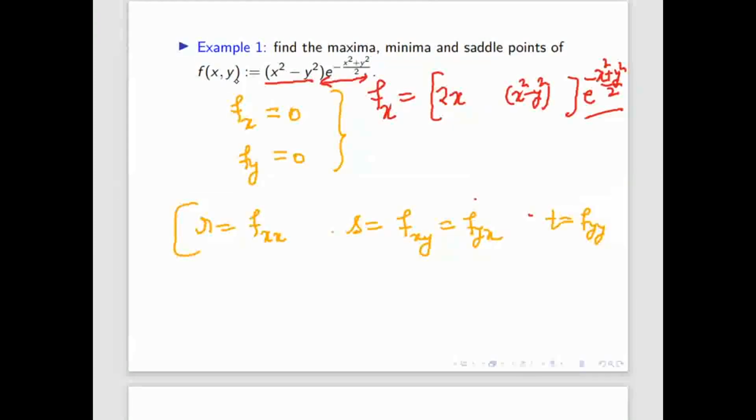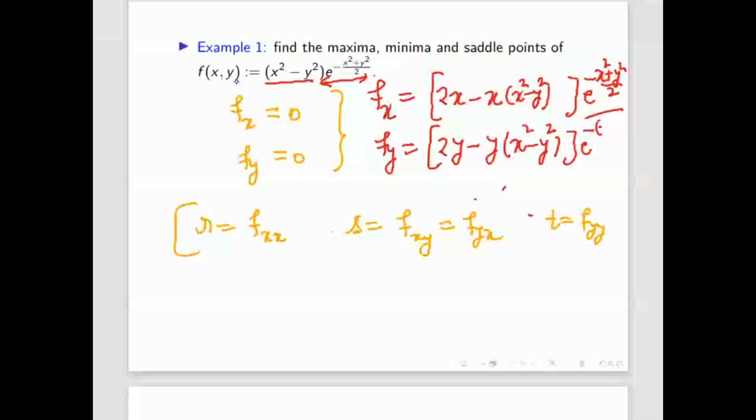So this is fx. Similarly, we will calculate fy. It will give 2y minus (x square minus y square) y times e to the power minus (x square plus y square) by 2. Now we'll solve for x and y. We have to put both fx and fy equal to 0. Can you give me the points? This will take the value 0, 0. Is 0, 0 the only point, or are there other points also? You have to find all points.